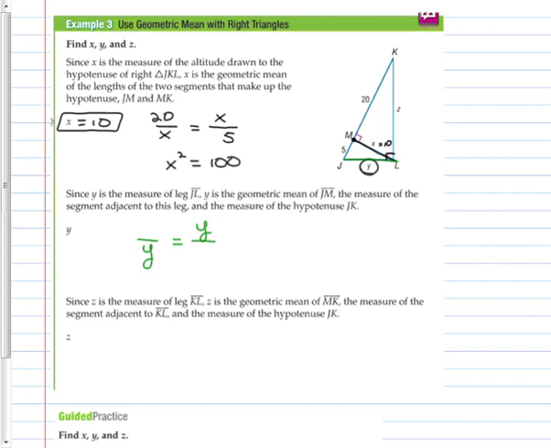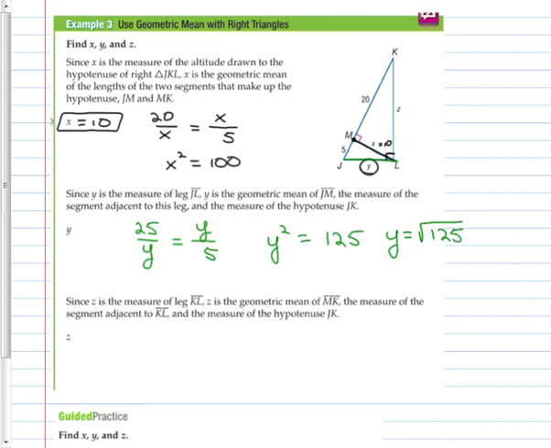Between what? Between the whole hypotenuse and the segment of the hypotenuse next to the leg. 25 and 5. And again, it wouldn't matter if you said between 25 and 5 or 5 and 25. You'd get the same answer. Y squared would equal what? 5 times 25. 125. So in order to get Y, what do I have to do?